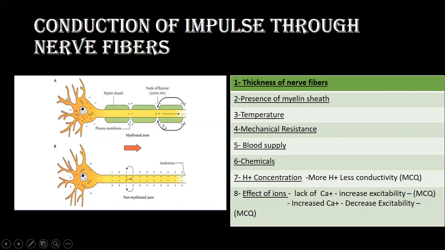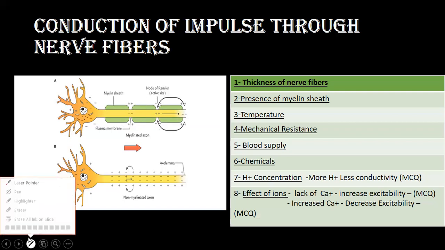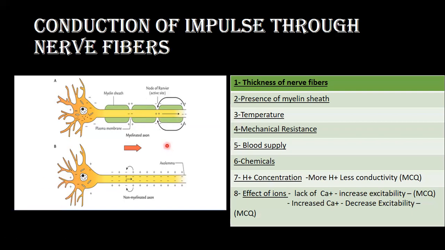So one MCQ comes that continuous conduction is in non-myelinated axon, and the solitary conduction is in myelinated. So one MCQ is from here itself. Coming to, what is this continuous nerve impulse?